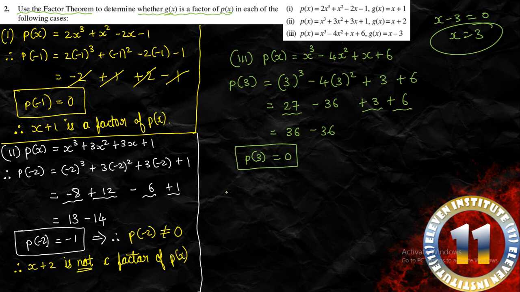So we can write therefore this x plus 3, sorry, x minus 3 is a factor of the given polynomial. Then write x minus 3 is a factor of P(x), right? Because this P of 3 is 0. Very simple question, right? So I hope this is very much clear to you.